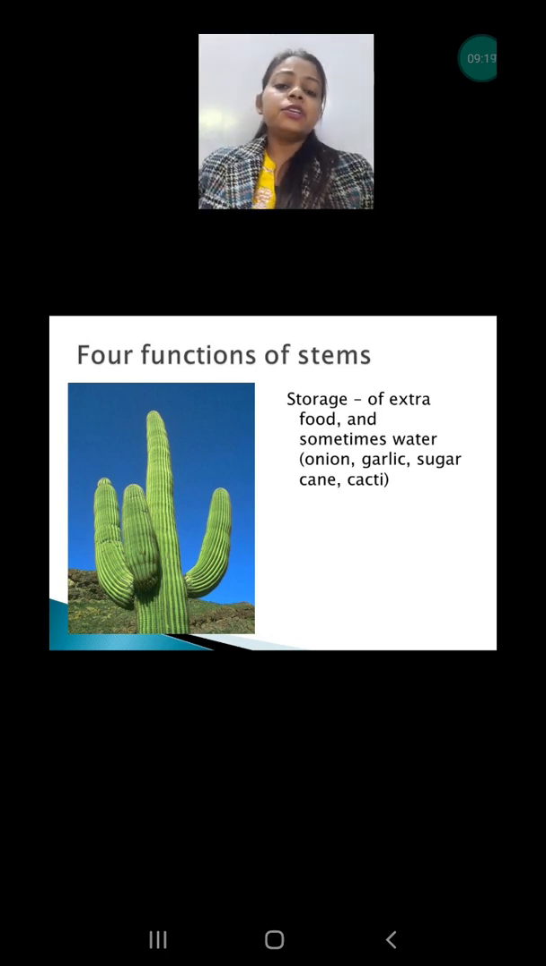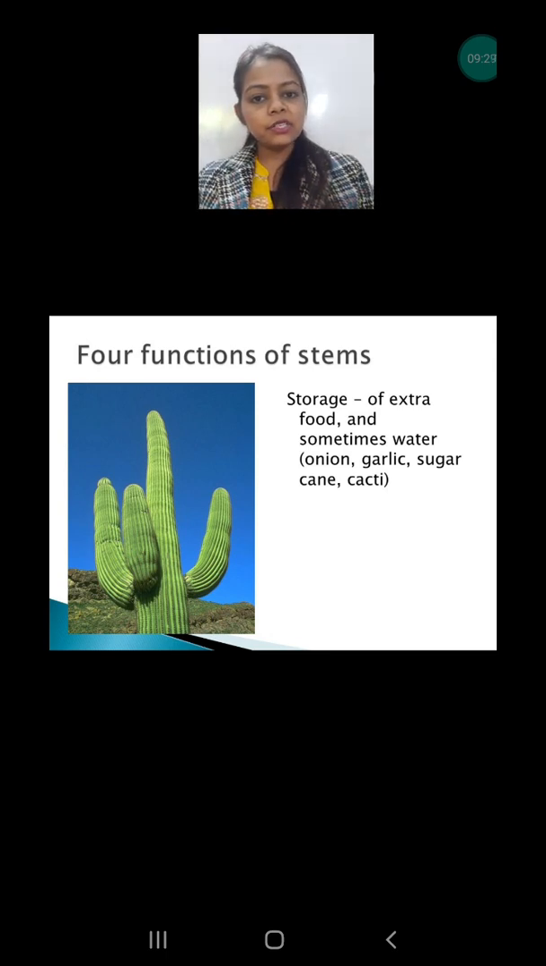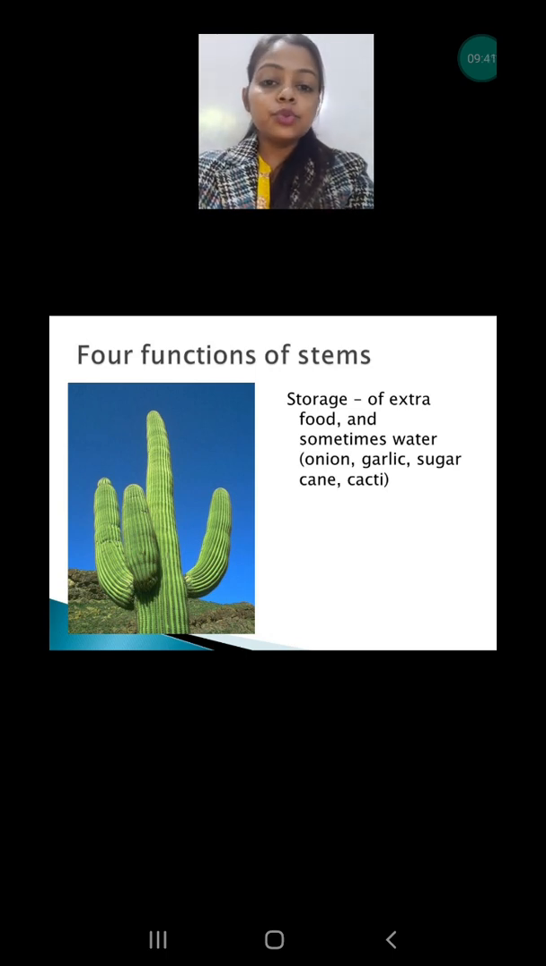Next, the stems are also storing water for critical situations. Sometimes plants may not get enough water. So how do they survive in these critical situations? Because they have stored water in their stem. Mostly we are talking about the cactus. Cactus does not get a sufficient amount of water all the time, so it stores water so that in the critical situation it can survive.